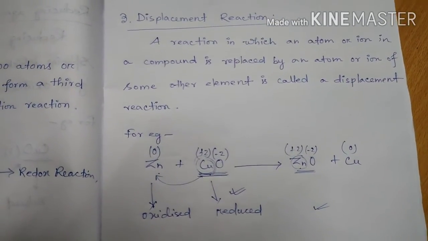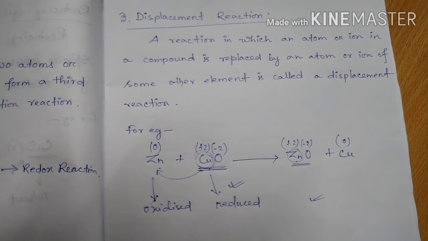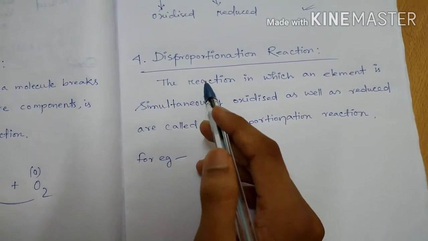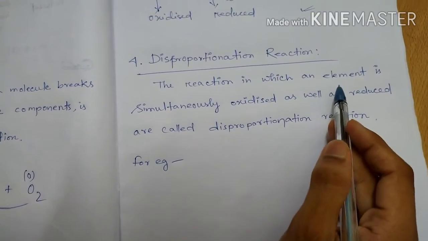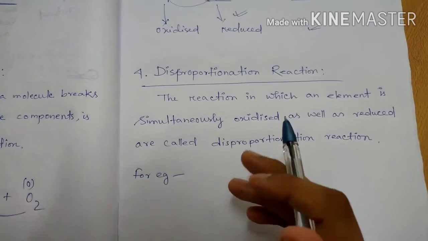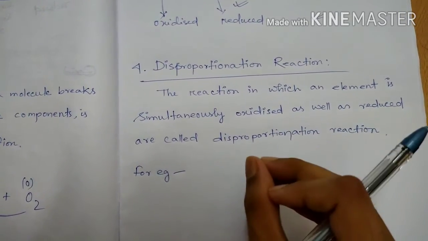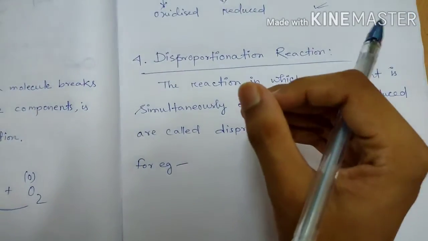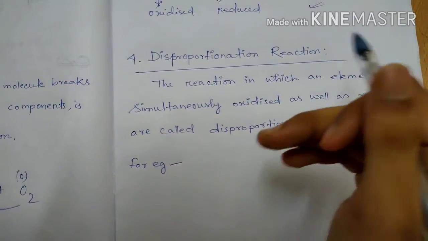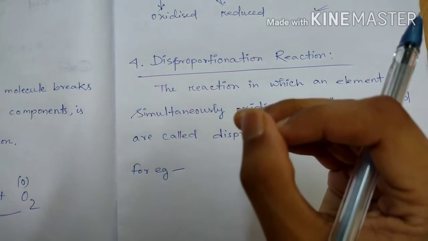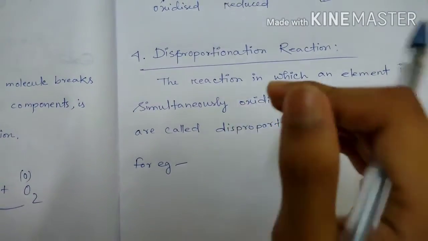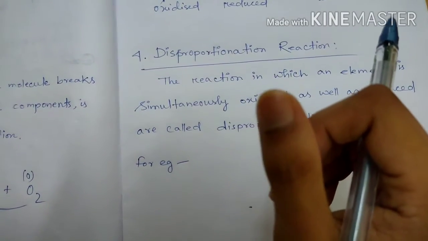So now come to the number 4 reaction, that is the last reaction, the disproportionation reaction. A disproportionation reaction is nothing but a reaction in which an element is simultaneously oxidized as well as reduced. That is, in a reaction, if an element at the same time gets oxidized and reduced, then that reaction will be called a disproportionation reaction. That is, one element should be oxidized and reduced at the same time, the same element, then that reaction will be called a disproportionation reaction.